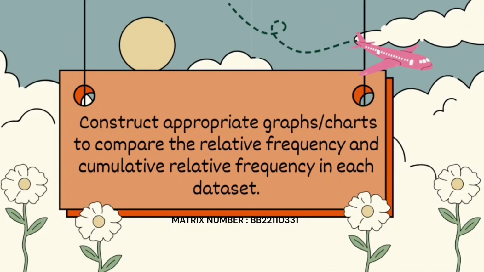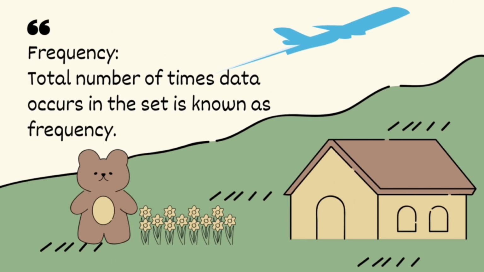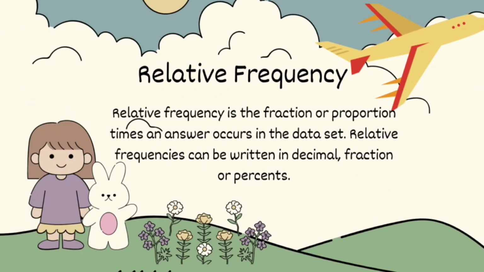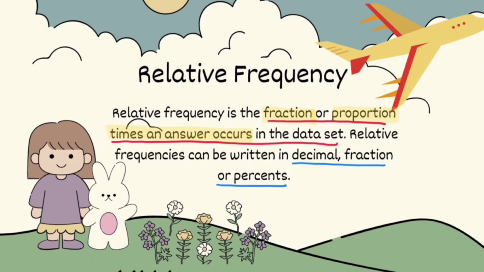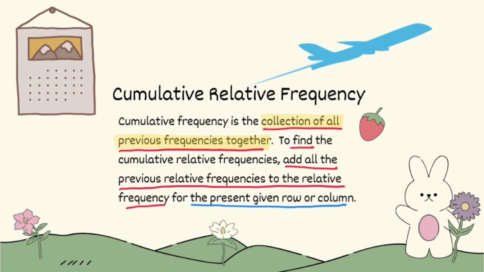Construct a graph or chart to compare the relative frequency and cumulative relative frequency in each dataset. The total number of times data occur in the set is known as frequency. Relative frequency is the fraction or portion of times an answer occurs in the dataset. Relative frequency can be written as a decimal, fraction, or percentage. Cumulative frequency is the collection of all previous frequencies together.